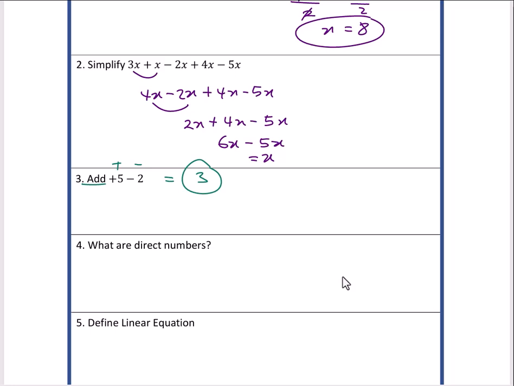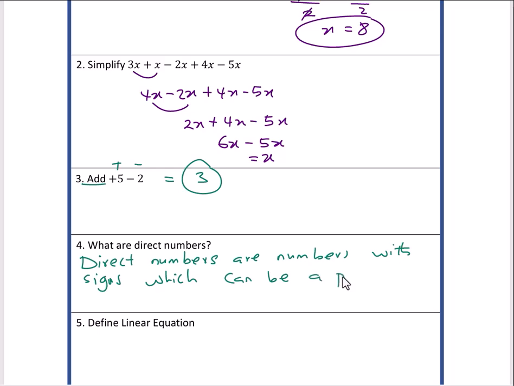Okay, what are direct numbers? Direct numbers are basically numbers with signs which can be positive or negative. So let's write: direct numbers are numbers with signs which can either be a positive or negative sign.